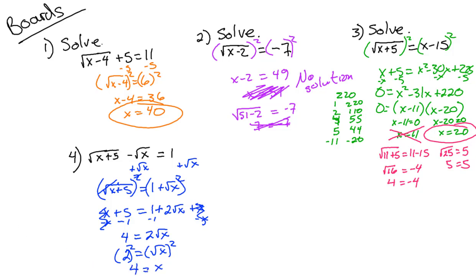But did we pick up an extraneous root? Let's stick it back up here, and let's see what we get. The square root of 4 plus 5 minus the square root of 4. Does that really equal 1? The square root of 4 plus 5, the square root of 9 is 3, minus 2 equals 1.